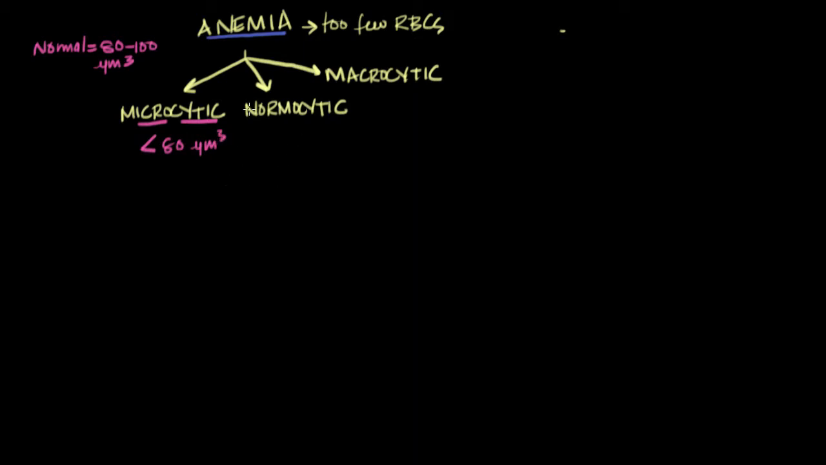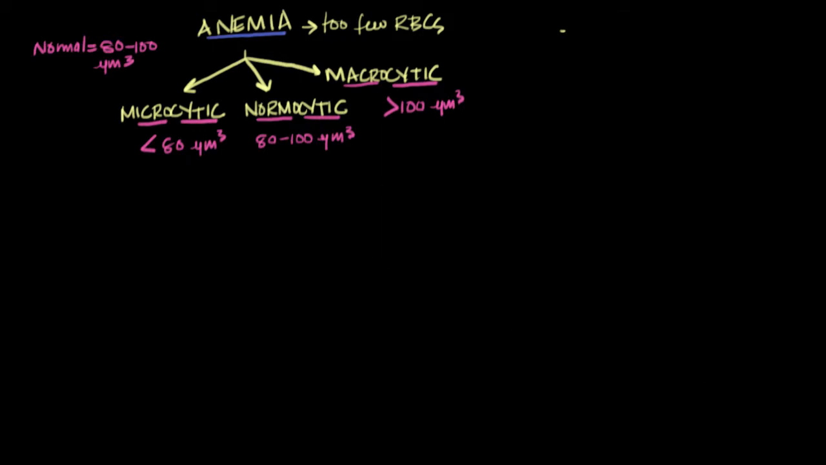Okay, so the second group is normocytic anemia. Normo means normal, cytic means cells. So these are red blood cells that are normal in size, ranging anywhere between 80 to 100 micrometers cubed. And finally you have macrocytic anemia. Macro means large, cytic means cells. So you have large red blood cells in this type of anemia, greater than 100 micrometers cubed.